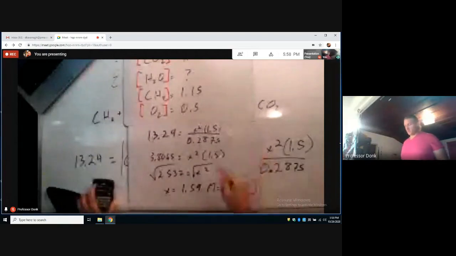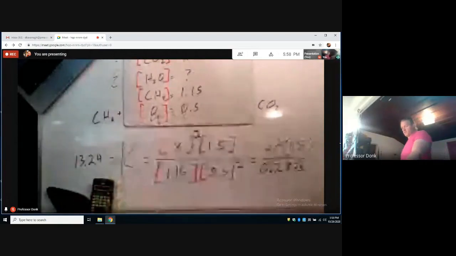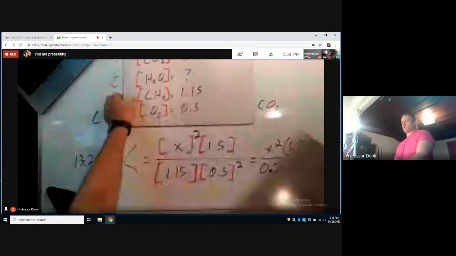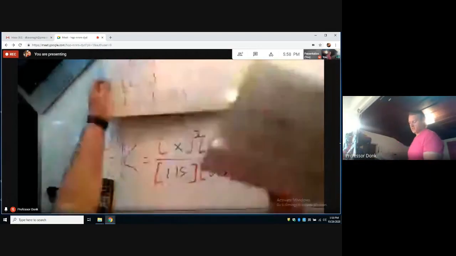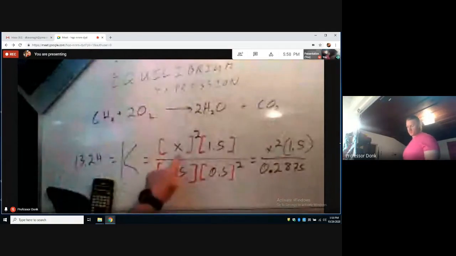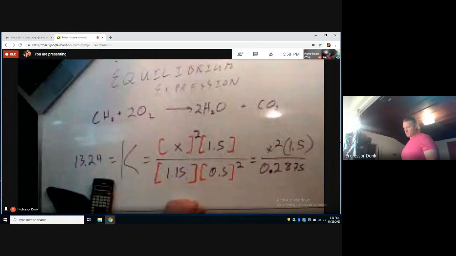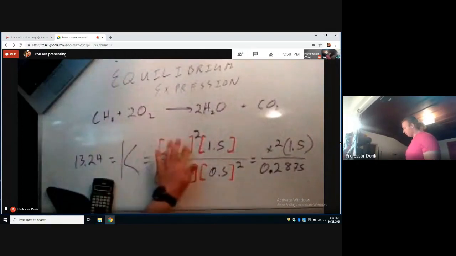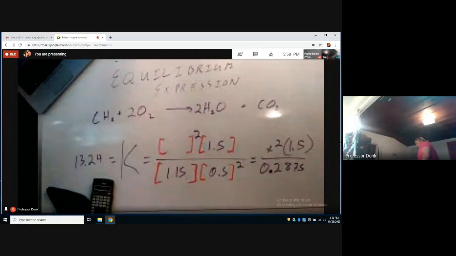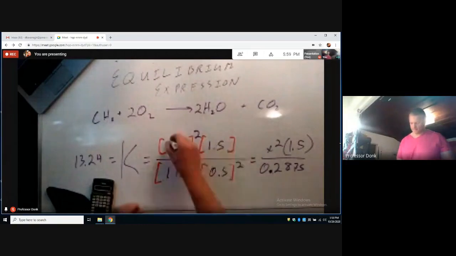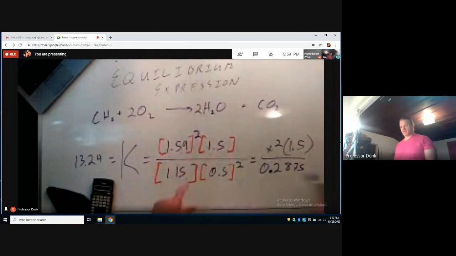This is an algebraic problem where you are given a balanced chemical reaction and asked to solve for the unknown. You isolate, rearrange, multiply, and divide what you have to. And at the end of the day, we get this molarity of water to be 1.59 at equilibrium.